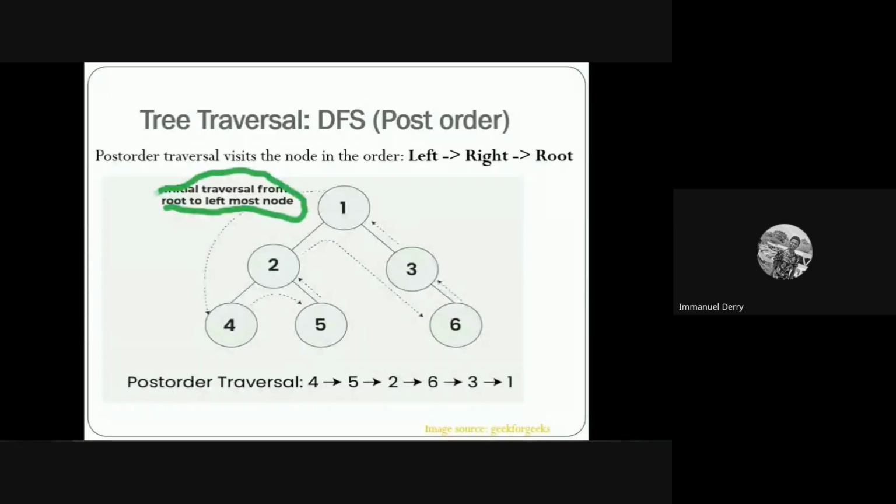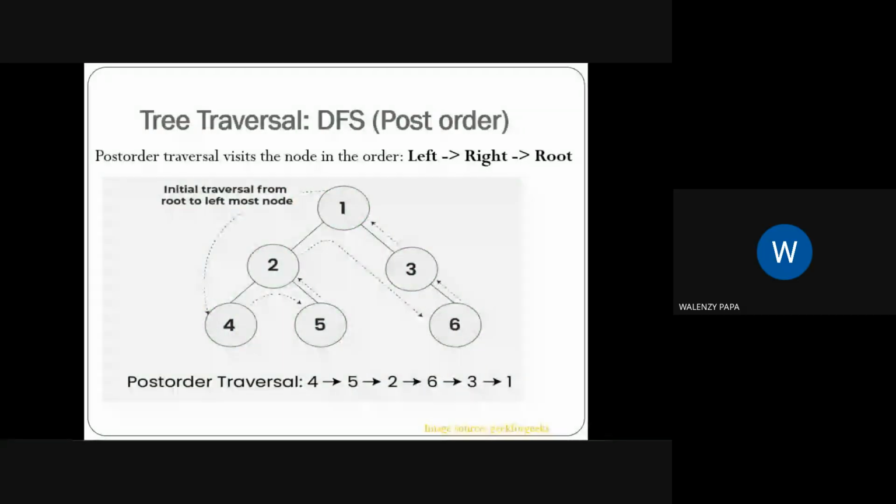Is it clear? So the initial traversal goes to the leftmost, that is the last node. So this is 1, and its last left node is the 4. That is why we started from 4, but not 2. Then you move to right, that is 5. Then you go to the roots. From right, to root, that is 2.